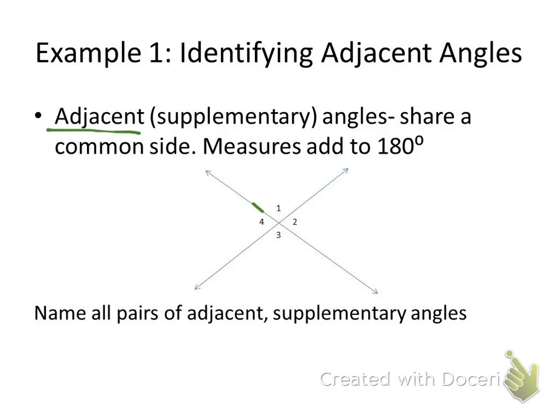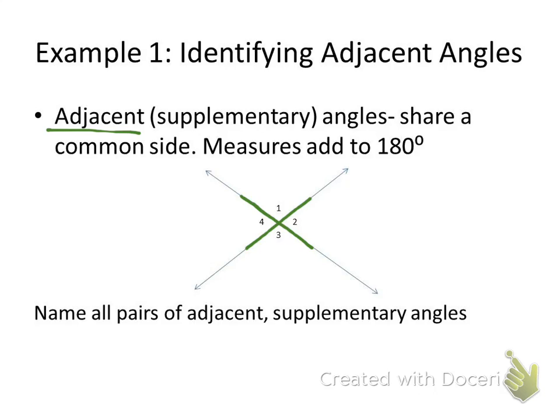So they share a common side, which is what you would see as the lines, and their measures add up to 180. All right, I'll give you a minute to write down the definition and draw the little diagram, and then we will name the pairs of adjacent angles. Okay, so now let's name the pairs. I'm going to give you the first pair.